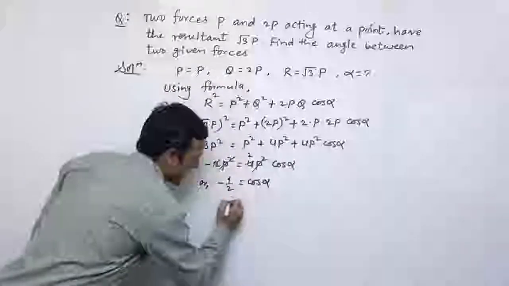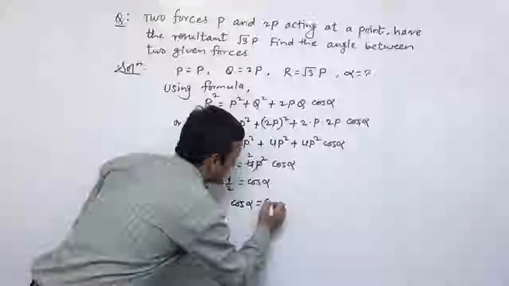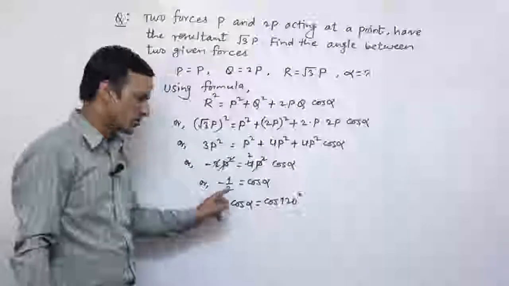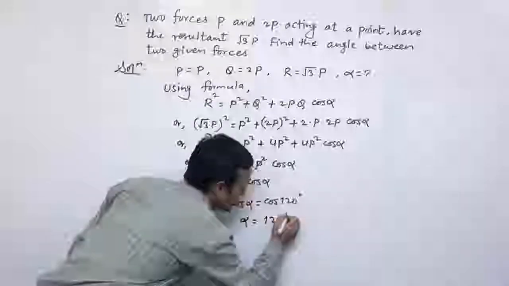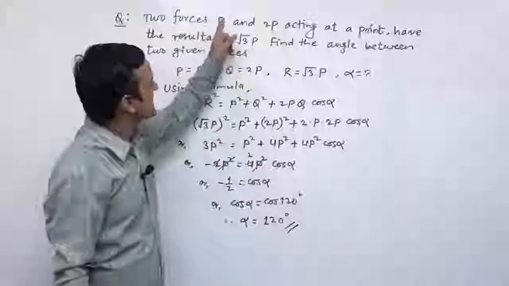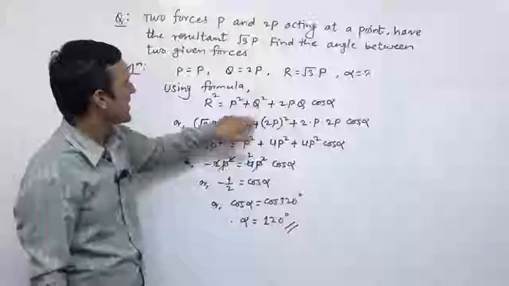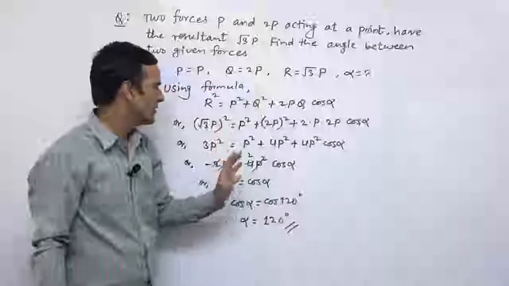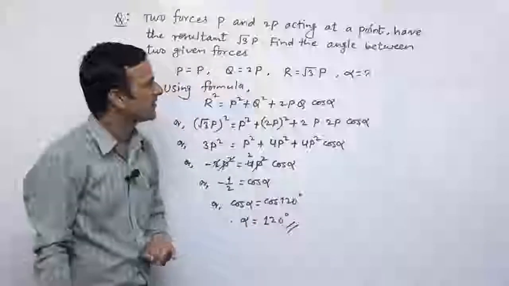And we can write cos alpha is equal to cos 120 degree, which is the value of cos 120 degree. So by comparing both sides, alpha is equal to 120 degree. So this is the required angle between the two forces P and 2P. With the help of this formula, by substituting the forces and this resultant value, we can deduce the angle between them as 120 degree.